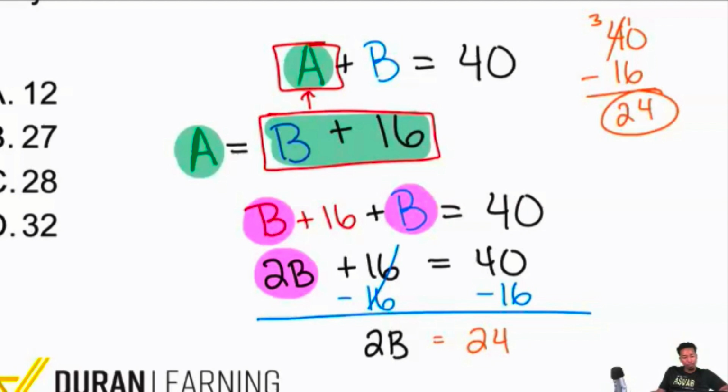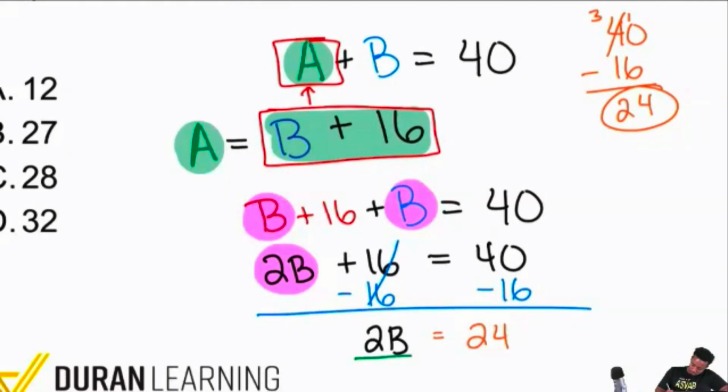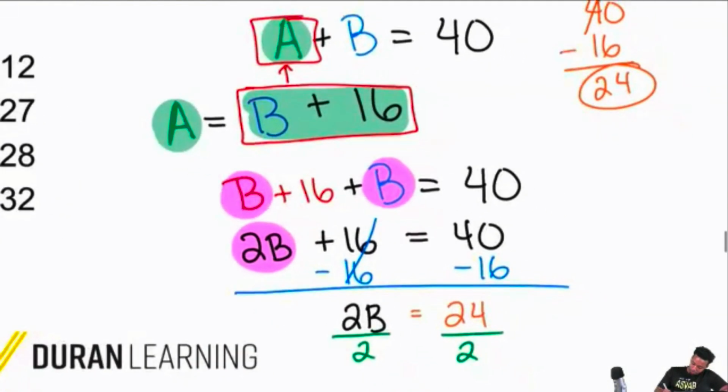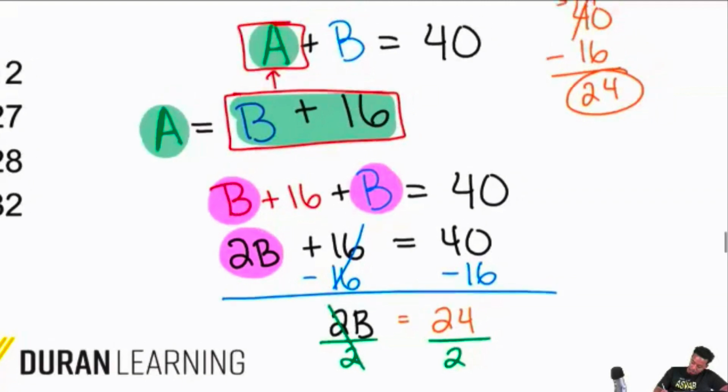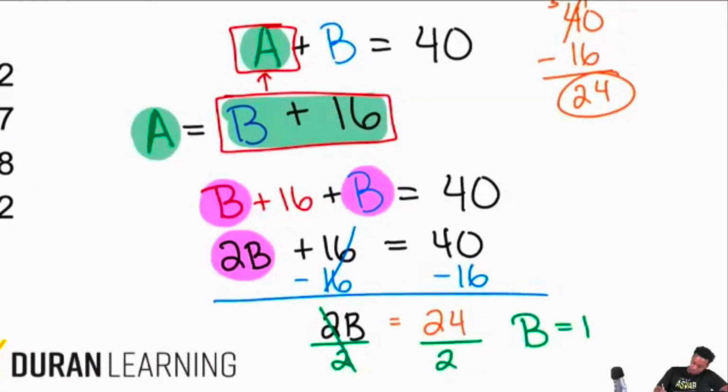Lastly, what do we do, everybody? Complete sentence. What do we do? Divide by 2 on both sides. Correct. So we end up getting B right there by itself, and we end up getting B equals 12.